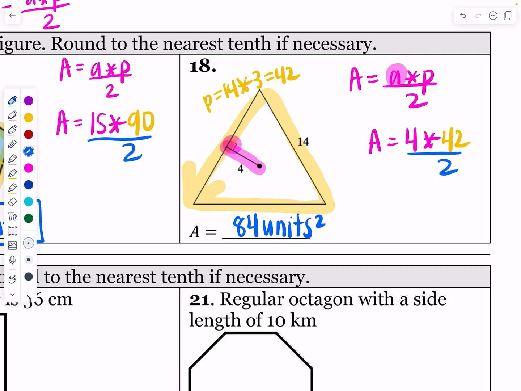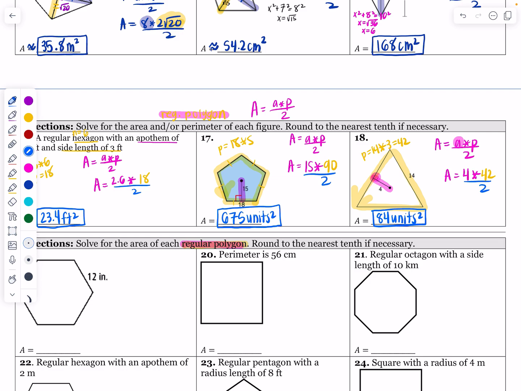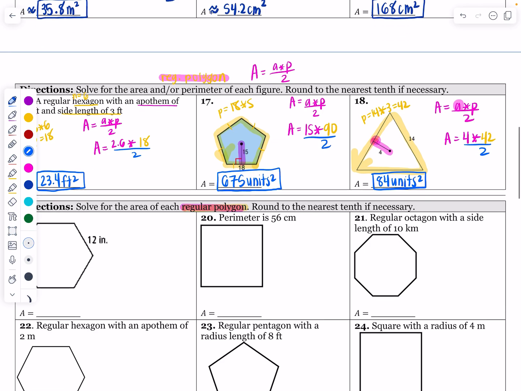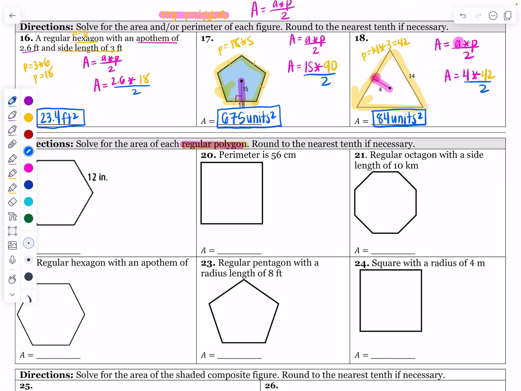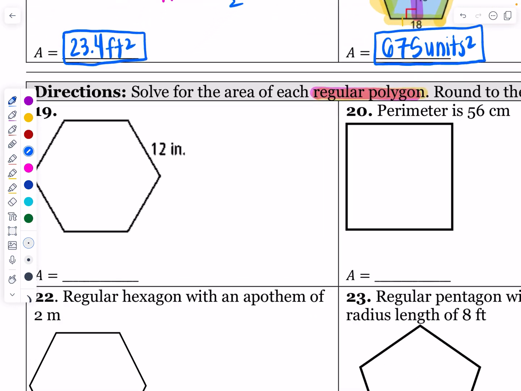So you can go U squared, or you can write out the word units either way. Since they don't have units listed, we're just going to write units squared. Now the next section is a little bit harder because while the previous 3 we were given a side length so we could quickly calculate our perimeter, and we're also given our apothem, we're going to be missing some of those pieces of information on these.